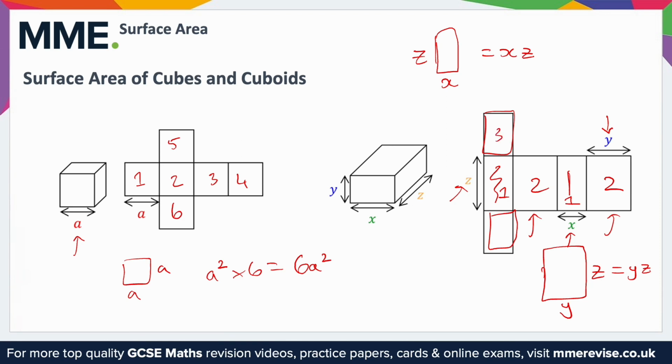Finally, pair 3, they're going to be X wide, because notice they're the same width as pair 1. And then they're going to be Y tall, because they need to match up with this side here. So the area of one of those is XY. So our total surface area then, remember we have 2 of each of these because we have a pair of them, is going to be 2 lots of XZ plus XY plus YZ, where X, Y, and Z are the side lengths of the cuboid.